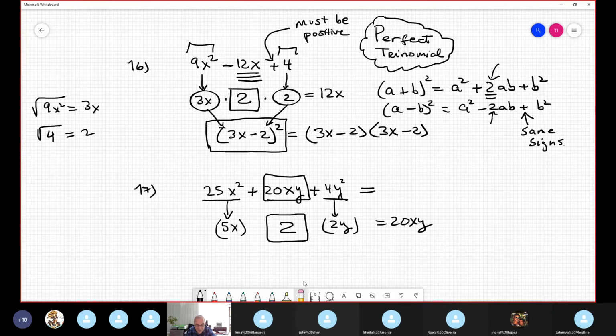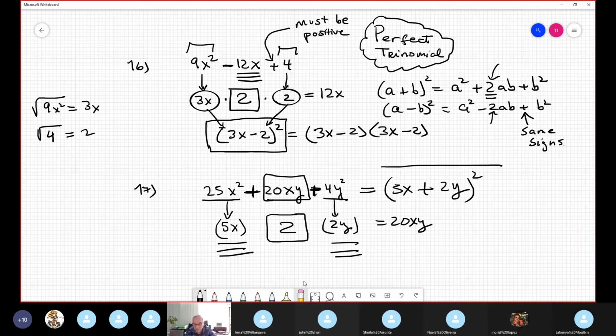Now the factorization is extremely easy. You copy 5x, this guy. You copy 2y, this guy. And the sign is positive here because this sign is positive. And this sign always must be positive. And this is the factorization. End of the story. Clear or confusing?